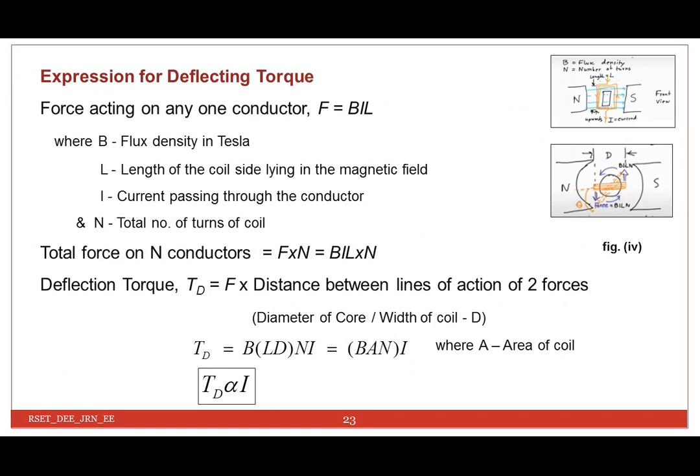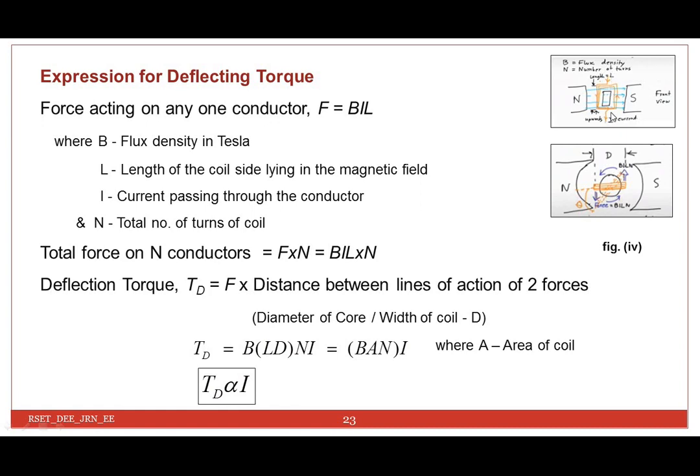Now we'll see the expression for deflecting torque and controlling torque, and finally at the equilibrium state we'll see what is happening. Force acting on any one conductor, this is a fundamental equation: F is equal to BIL, where B stands for the flux density in Tesla, L is the length of the coil side lying in the magnetic field, so this length is L, and I is the current passing through the conductor.